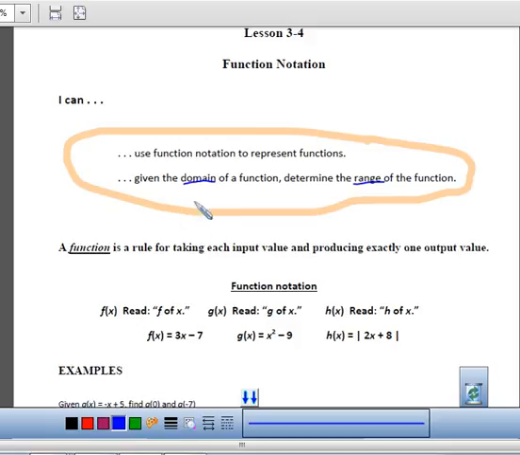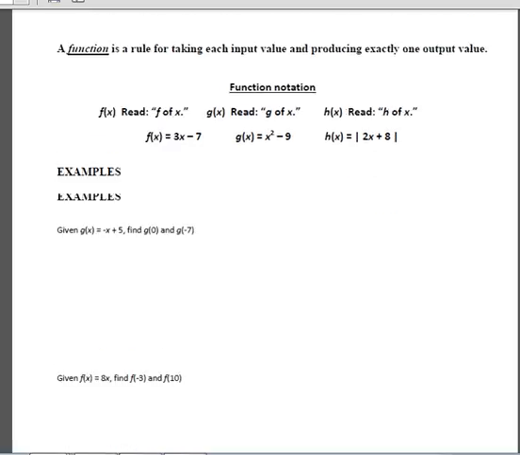And this is going to be brought up again in this video, but domain is basically a fancy way of saying X, or a fancy way of saying input. And the range is a fancy way of saying Y, or output. Okay, you'll remember from earlier in this topic, a function is a rule for taking each input value and producing exactly one output value. Alright, so that defines if something is a function. Now, let's take a look at some function notation.